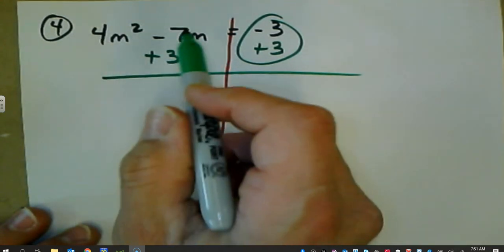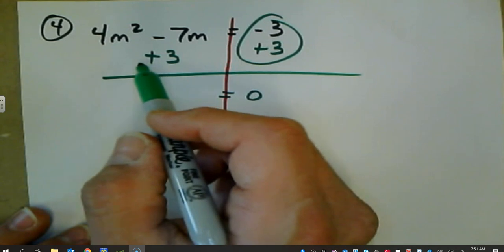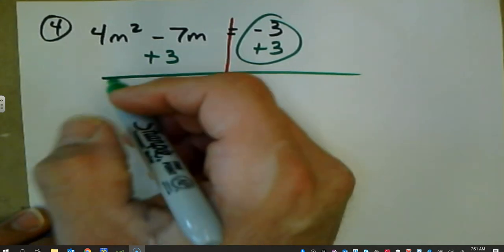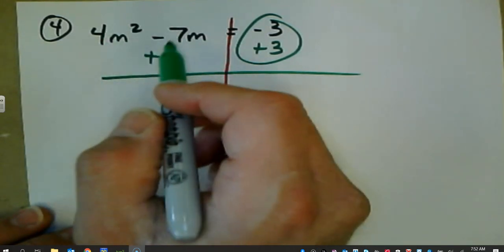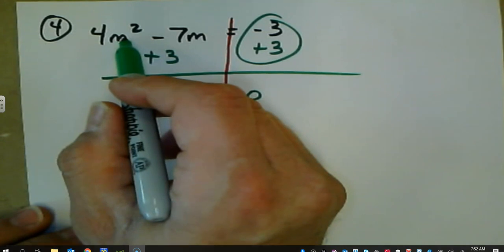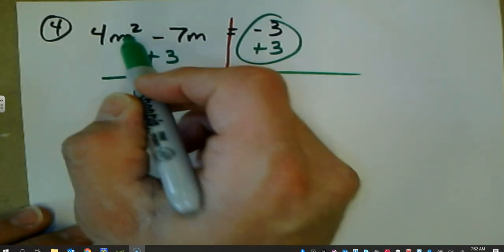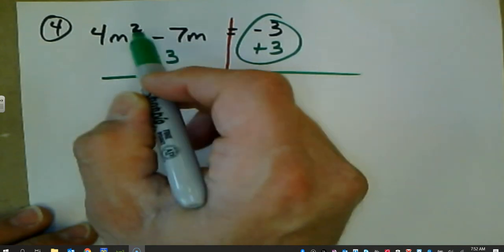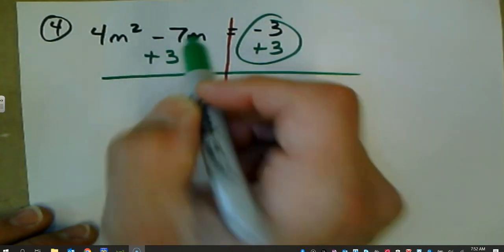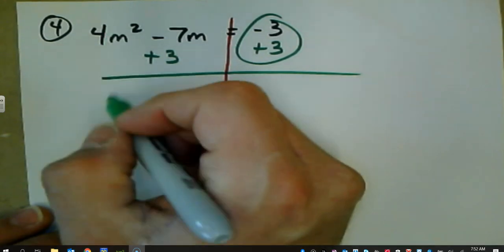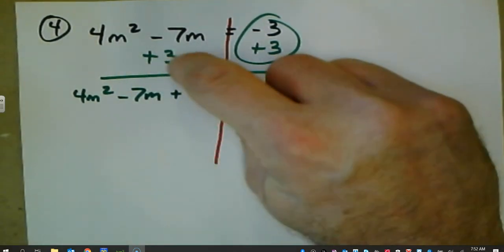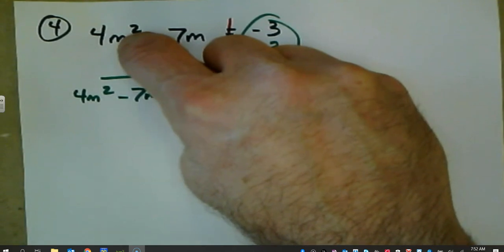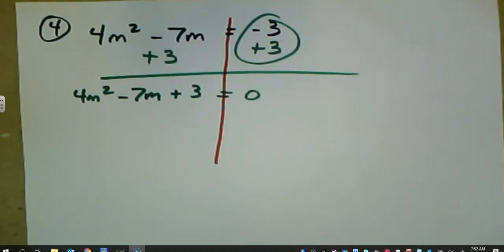Do any of these go together? Can you combine these two or these? No. Look, that's an m squared. That's different than an m. That 2 makes this m different than that one. So it would be 4m squared minus 7m plus 3. They're not like terms. This does not have an m, this has an m, this has an m squared. The m squared is completely different.